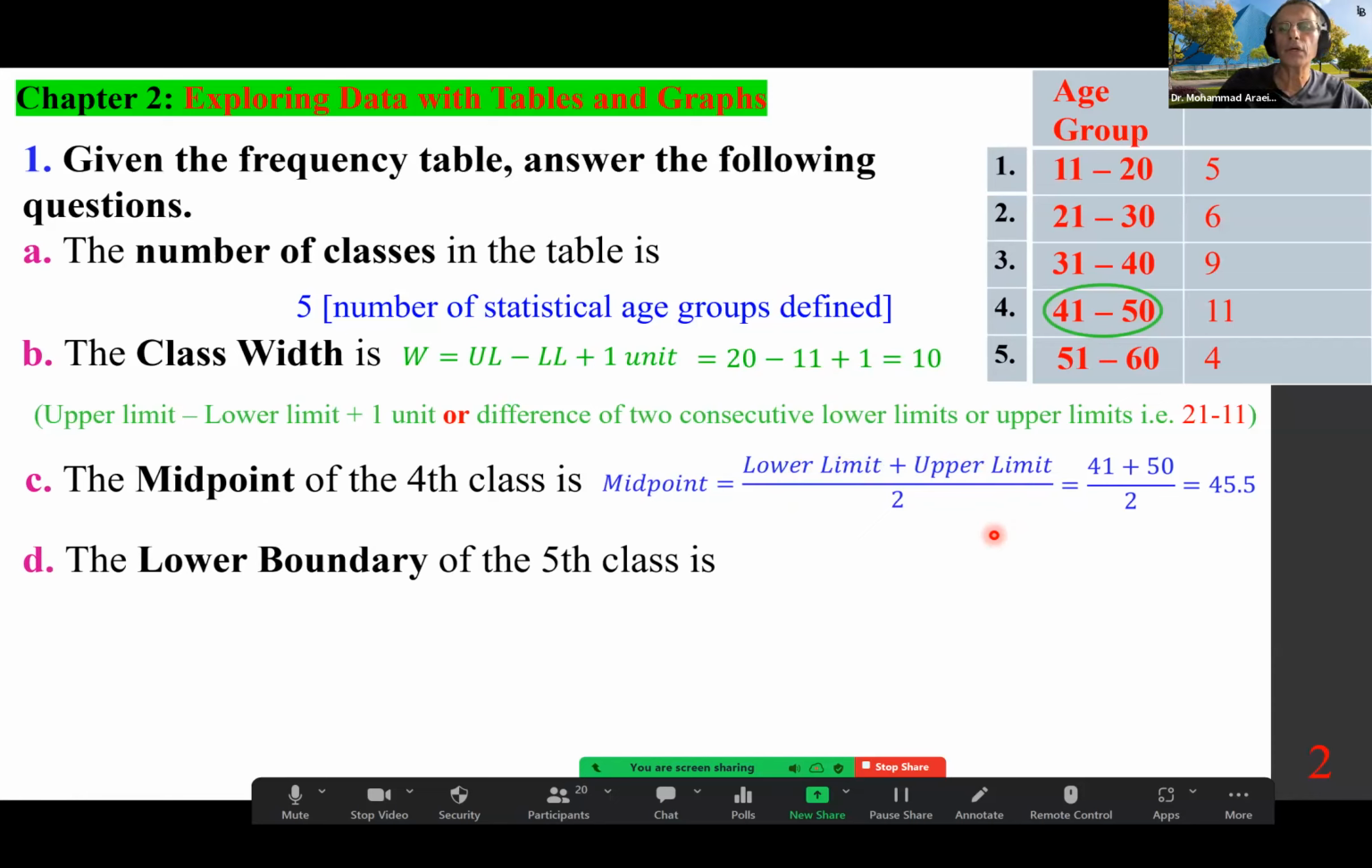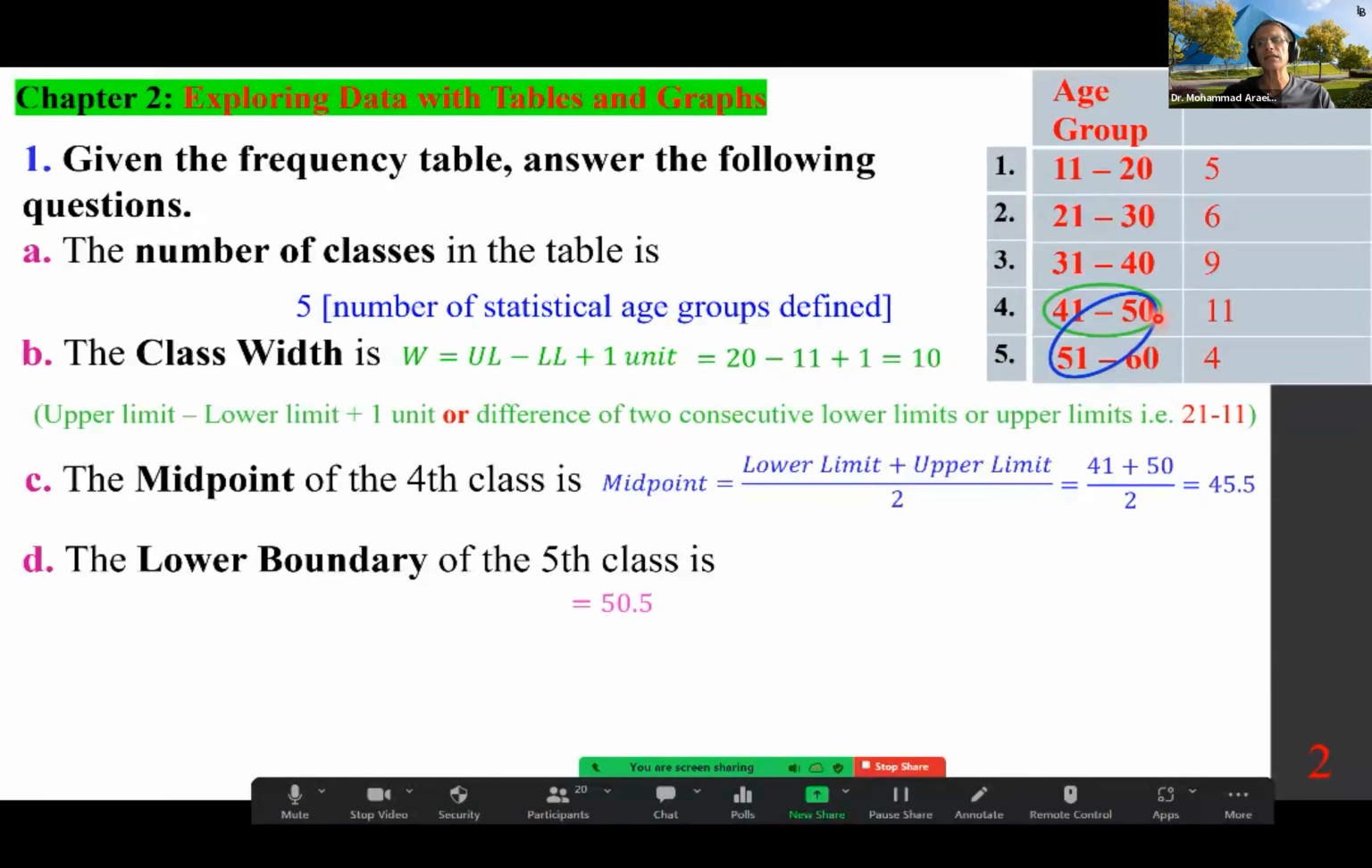The lower boundary of the fifth class. So now these are limits and we want to change them to the boundaries. The way you find the boundaries, you add the upper limit of one class to the lower limit of the next class and divide it by 2. In other words, the midpoint of these two numbers. And the result would be the lower boundary of the fifth as well as the upper boundary of the fourth class.